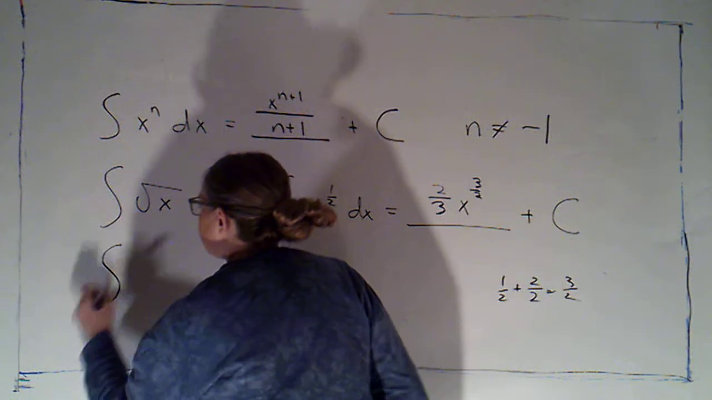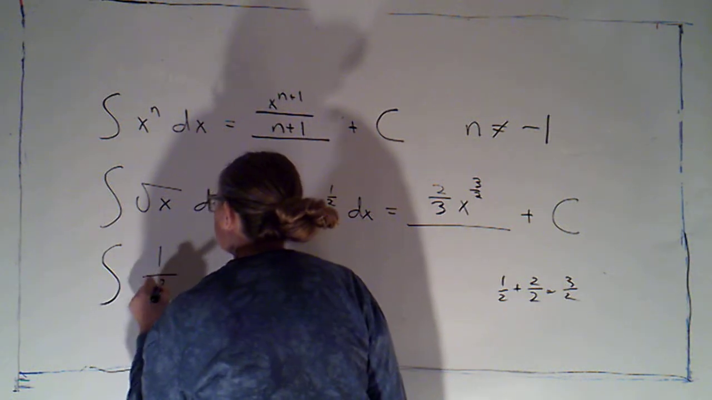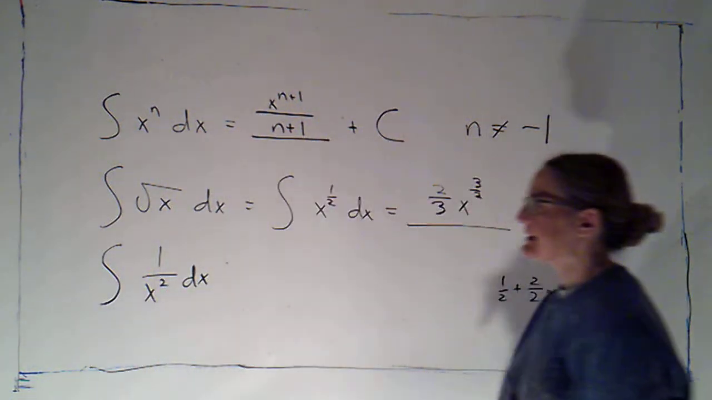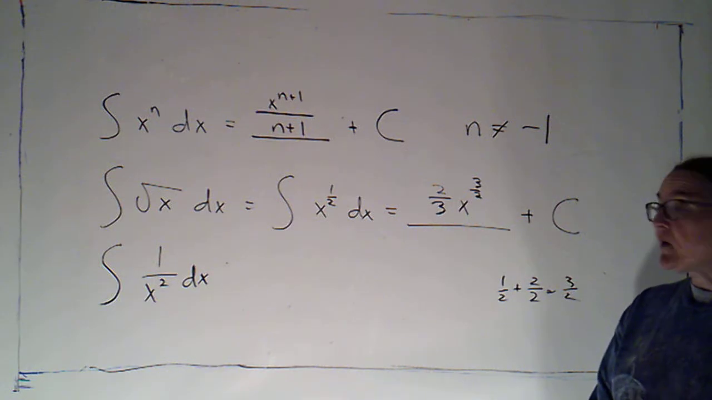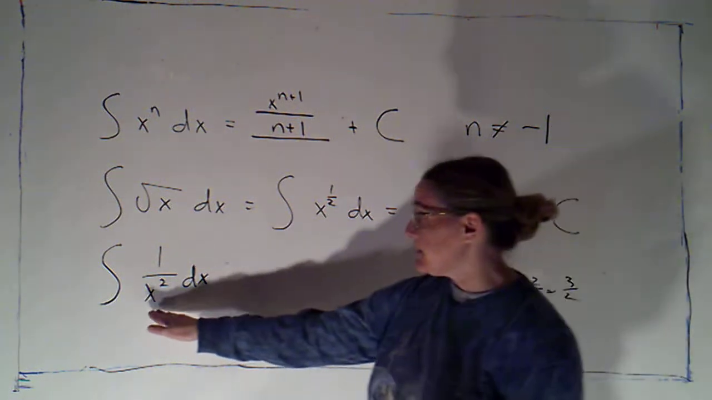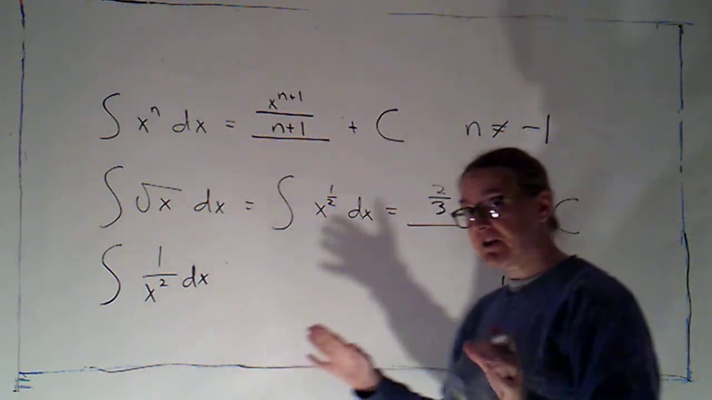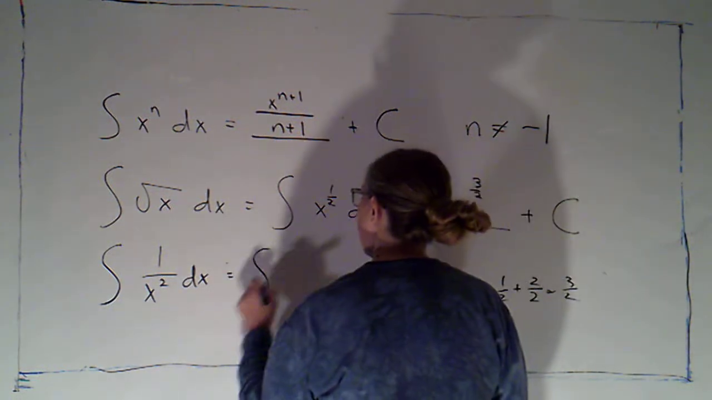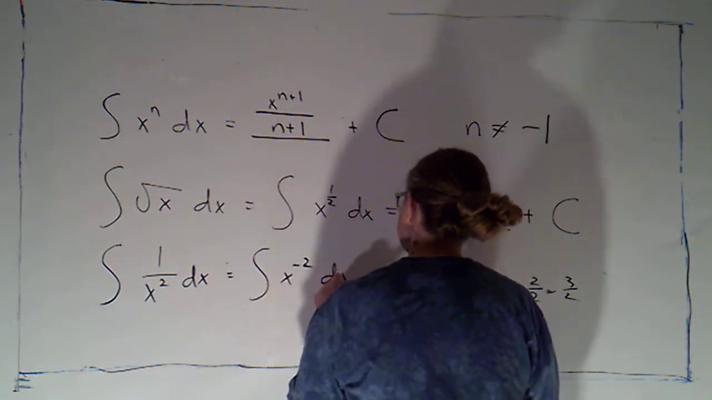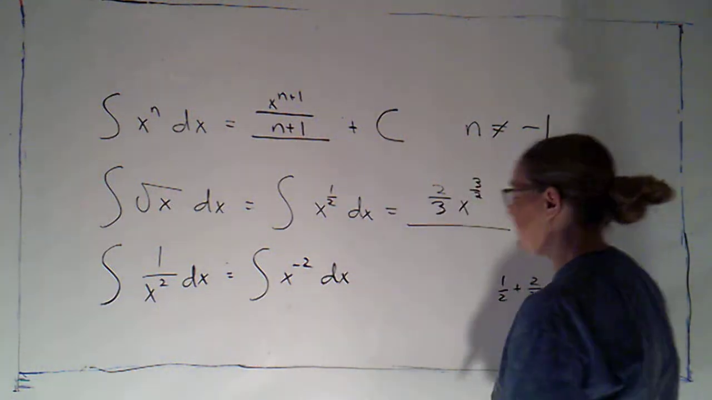Let's suppose I wanted to integrate 1 over x squared dx. Again, similar to what I would do if I were taking the derivative of this function, first thing I want to do is rewrite it as a power. So I would rewrite that as x to the -2.